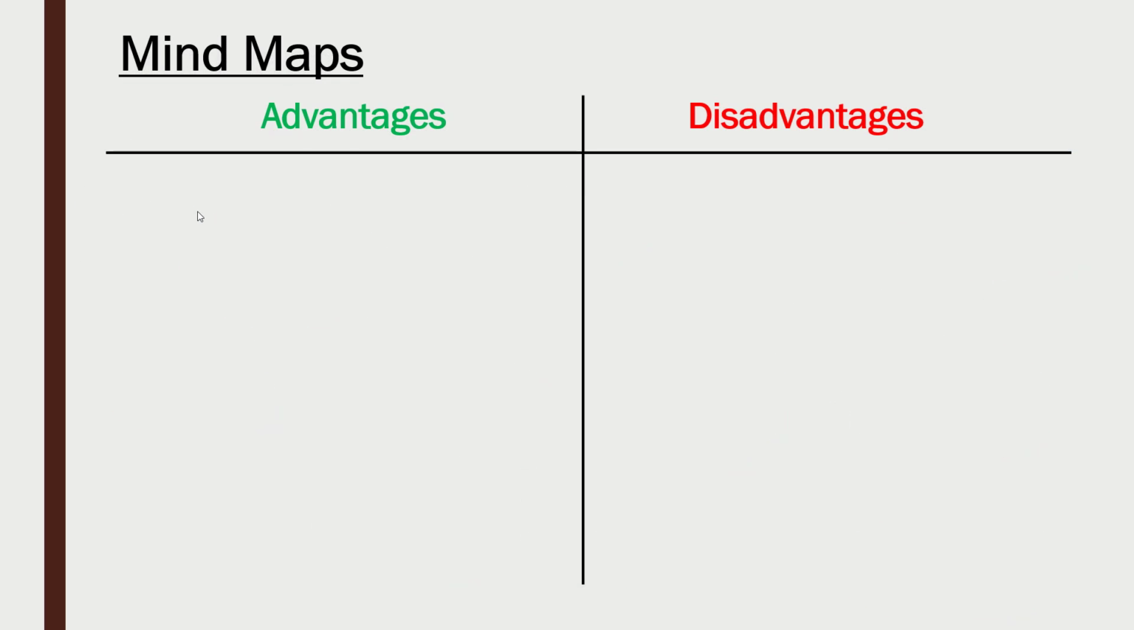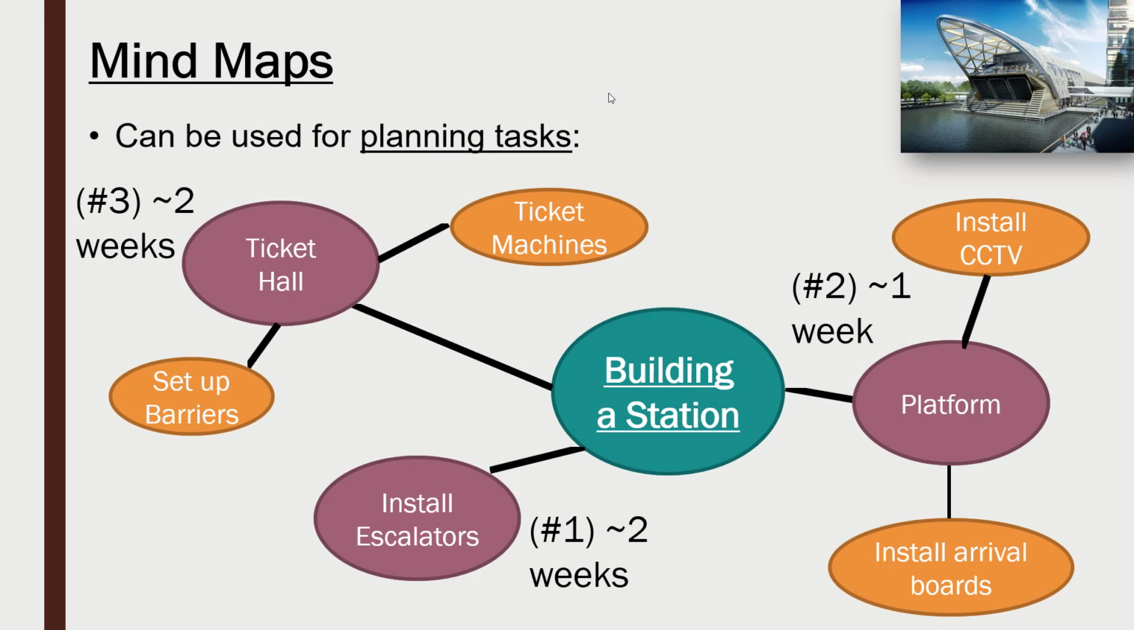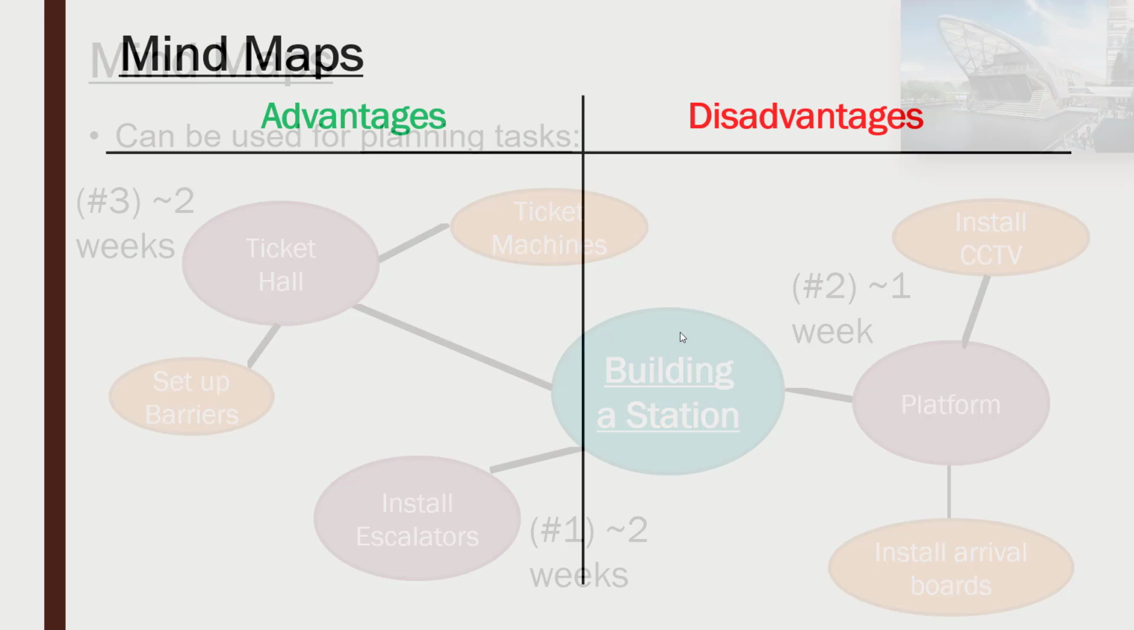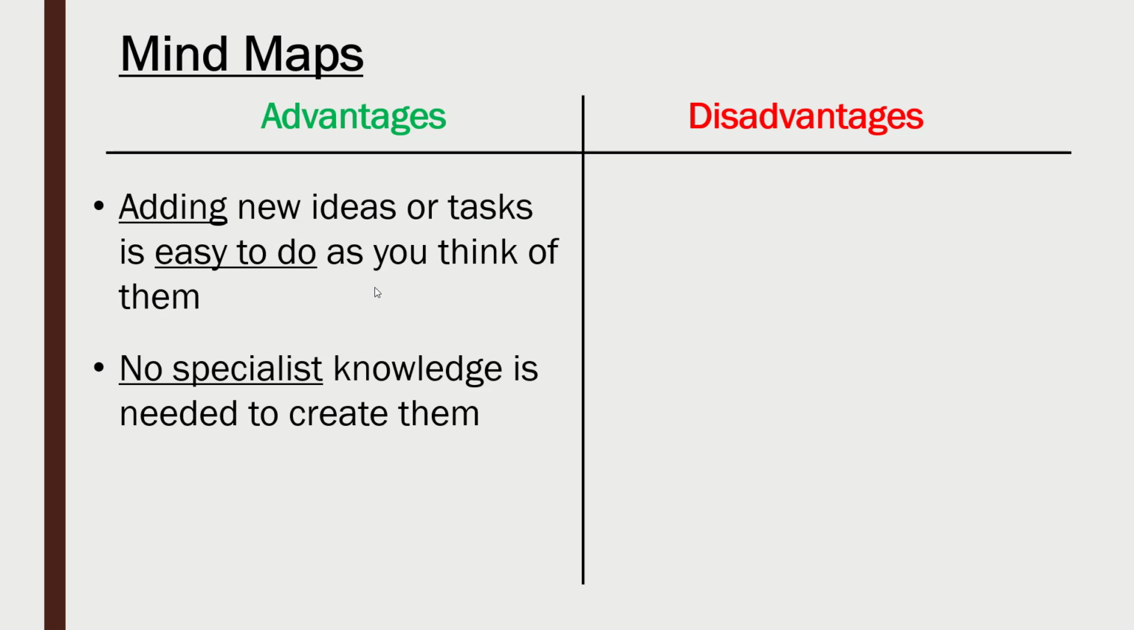Okay, let's evaluate a mind map then. So what's good about it is it's very easy to add new ideas or tasks to your mind map, because as soon as you think of an idea, all you need to do is just do a line coming out, add a new idea and connect it. It's very easy. Other planning tools, if you come up with a new idea after you've finished it, it can be very hard to go back and modify it. But it's very easy with a mind map. It's also easy in terms of actually making them, because you don't need to be a genius or a specialist to make a mind map. It's a fairly simple task. I'm sure you've done it before.